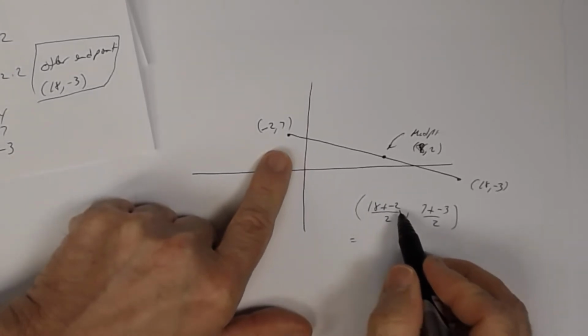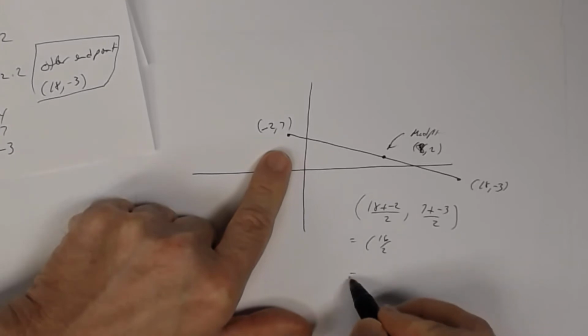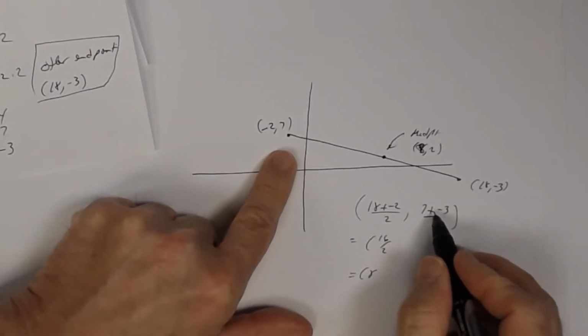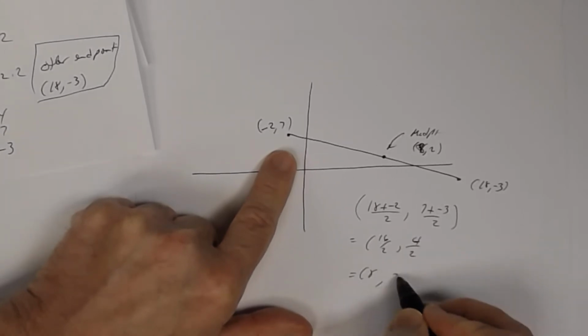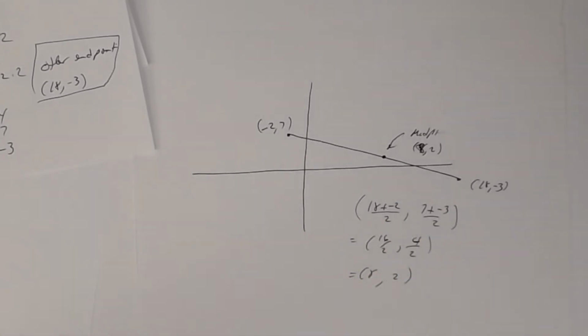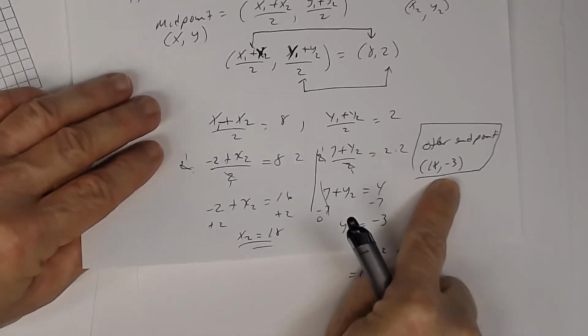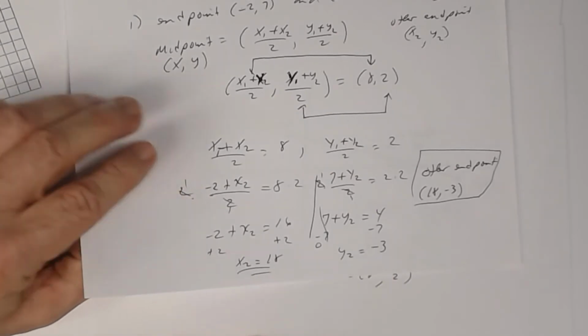So that's 18 plus negative 2 is 16, right? And what's 16 divided by 2? Well, that's 8, which is what this is. And then over here, 7 plus negative 3 is a positive 4. 4 divided by 2 is 2. And so that's what you wanted. Okay? So you can always check your answers. When you find that other endpoint, use the midpoint formula and make sure you get this back. Make sure that is your actual midpoint.